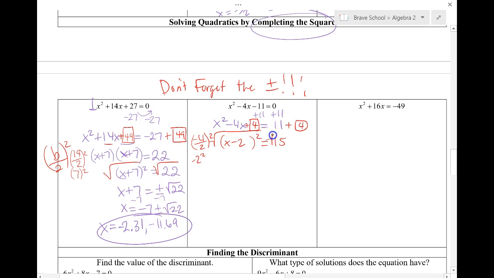square root both sides. I get x minus 2 here, and then plus or minus square root of 15 here. And then I need to add 2 to both sides, and I get 2 plus or minus square root of 15. I can't really do anything with the square root of 15 unless I want to find the decimal. So I'm just going to write out two answers like this: 2 plus square root of 15 and 2 minus square root of 15. And there's my two solutions.